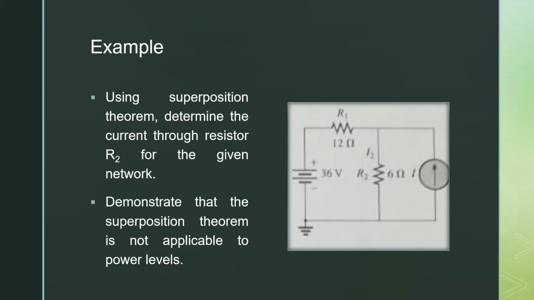In order to understand the superposition theorem, let us solve an example. In this example, we have to find the current through the resistor R2 and also demonstrate that the superposition theorem is not applicable to the power level. So we have to find the value of I2 flowing through the resistor R2 because of the voltage source and the current source, using the superposition theorem.